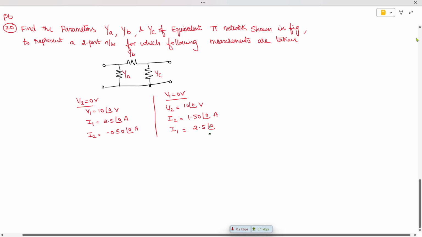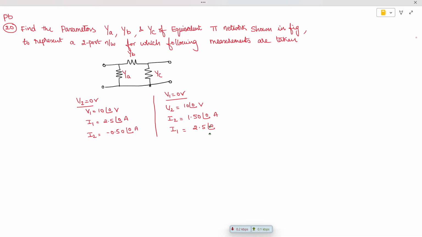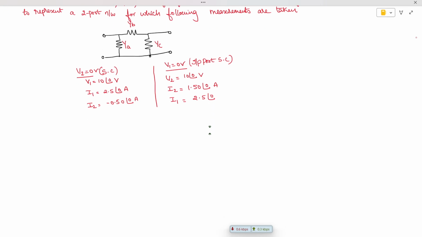Today we are going to find the parameters YA, YB, YC of the equivalent pi-net attenuation network shown in the figure to represent a two-port network, and the following measurements were taken. So these are the measurements taken. V2 equal to 0 is done by making the output port short circuit, and by making the input port short circuit. We need to find out YA, YB and YC. How to find out? Let us try to do it.